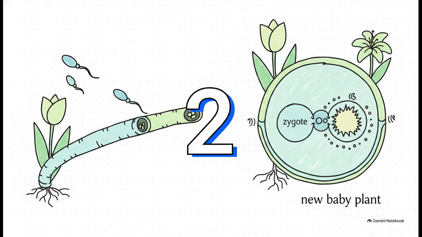Once they travel down that pollen tube, the first sperm cell fertilizes the egg to form a diploid zygote, which is our new baby plant. But a second sperm cell joins with 2 polar nuclei that are also just hanging out in the ovule. This creates a triploid cell that develops into the endosperm. Think of the endosperm as a nutrient-packed food supply for the developing seed. 2 fertilizations, 1 amazing result.